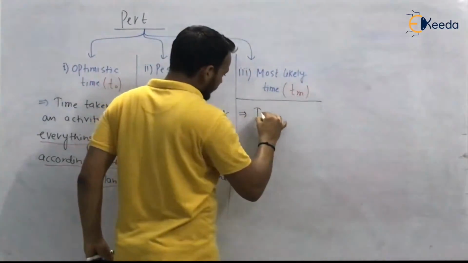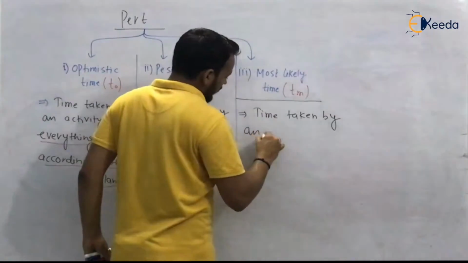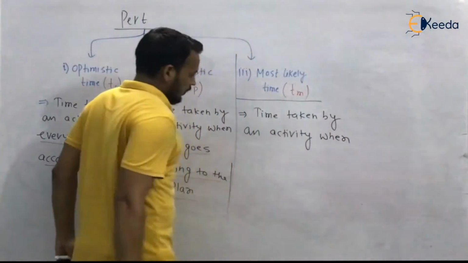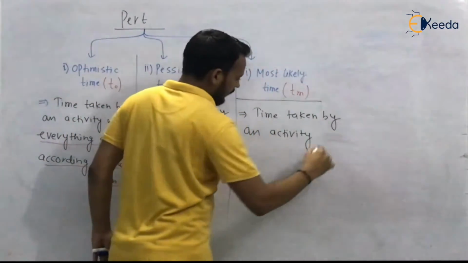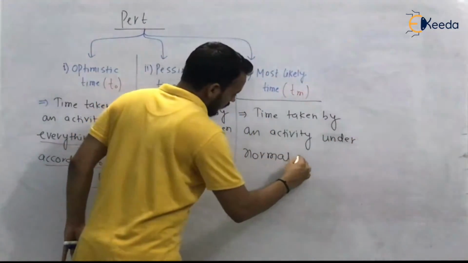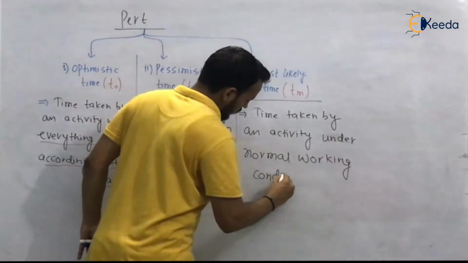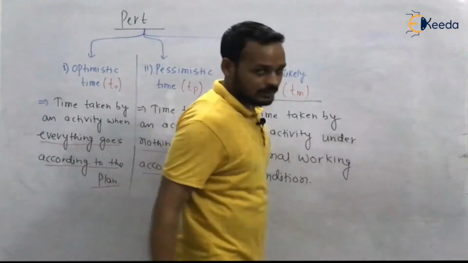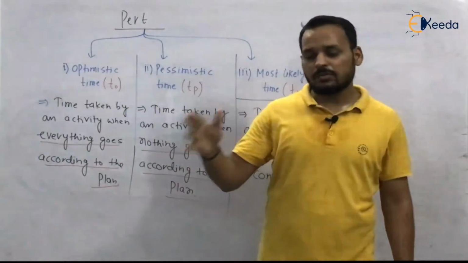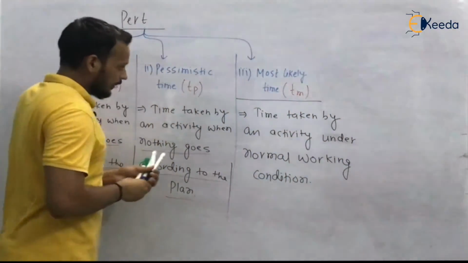So we can define it like this: time taken by an activity under normal working conditions. In some of the experiments you are getting the result, and in some of the experiments you are not getting the result. It means it is a time which is present in between optimistic and pessimistic.